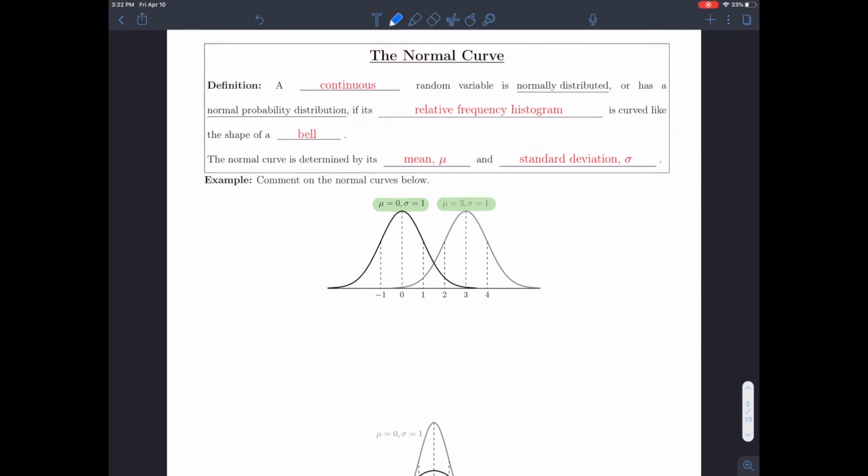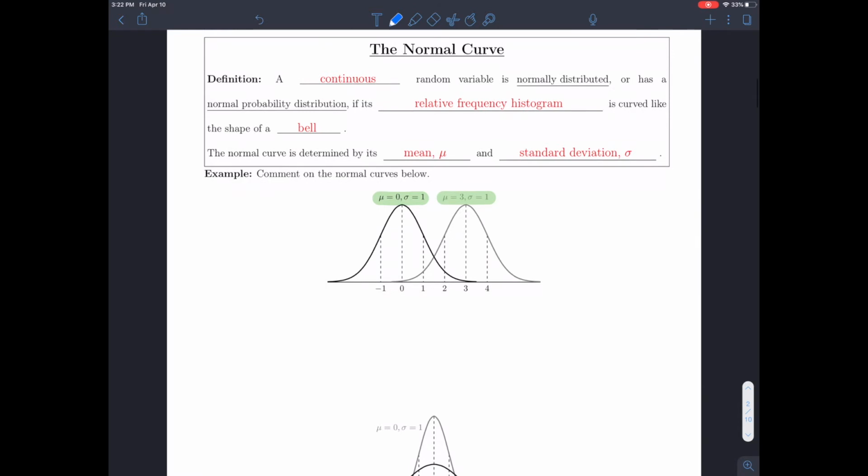The important thing to notice here is that these two curves have different means but the same standard deviation. And so what this means is that they're going to have the same width, but they're going to be located in different spots on the number line. So when you have the same value for sigma, but you have different values for mu, then you're going to have the same width, but different locations.